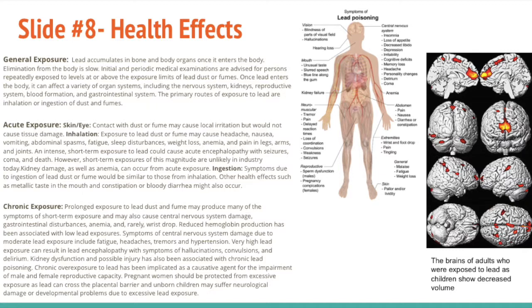The diagram to the top left shows the body and the various systems and regions it can affect due to lead poisoning. The lower left photo shows the brains of adults who were exposed to lead as children. Their brains show a decreased volume.